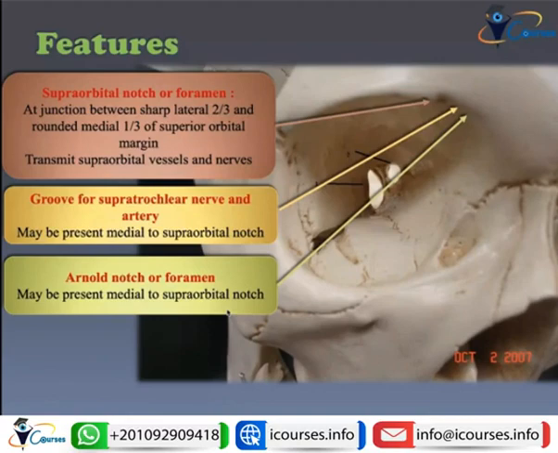because from its name it doesn't give a clue about its location. So they like to ask about it. You just need to know that the Arnold notch is present in the superior orbital margin, and it is present medial to the supraorbital notch.